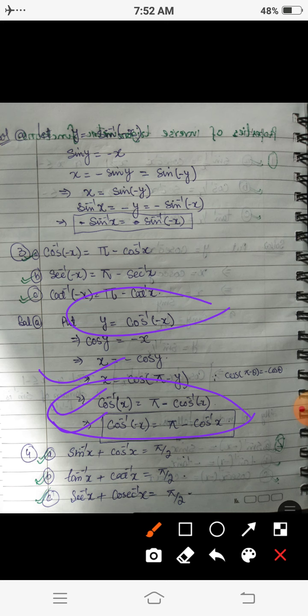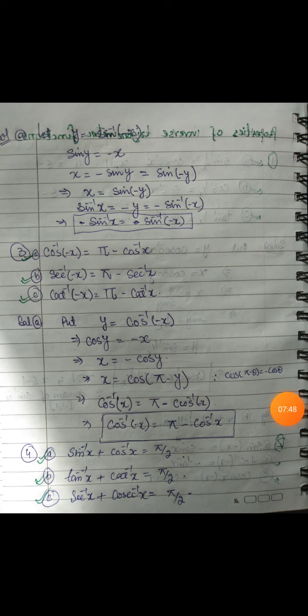Similarly, you can prove that sec inverse of minus x is pi minus sec inverse x, and cot inverse of minus x is pi minus cot inverse x. Here you have to use, in part B, minus sec y is sec of pi minus y. Similarly, minus cot y is cot of pi minus y, because in the second quadrant, the values of these trigonometric functions, that is cos, sec and cot, are always negative. So in this way, you can prove part B and part C.